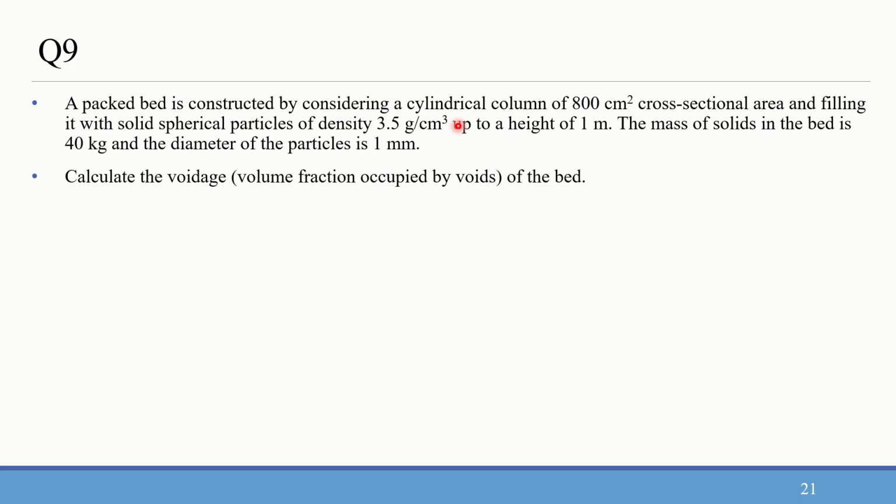A packed bed is constructed by considering a cylindrical column of cross-sectional area 800 centimeter square and filling it with spherical particles whose density is 3.5 gram per centimeter cube, up to a height of 1 meter. The mass of the packing is 40 kg and the diameter of the particles is 1 mm. So now we have to calculate the voidage of the bed. Just take a minute and find out the answer. I'll give the answer in a minute.